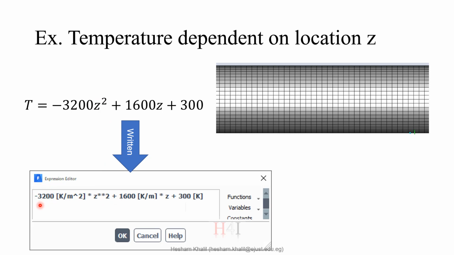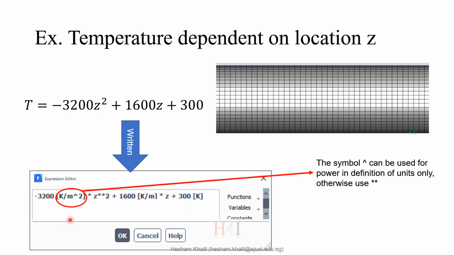And when I use this number, I must define a unit for it. This formula must give me the temperature in Kelvin. So each term of this equation must have its unit in Kelvin. So I have to define the unit for this number to be Kelvin per meter squared, to be multiplied by z squared to give me a Kelvin. Okay, so this is a formula written according to the operators I defined earlier. Okay, is this clear? In the units definition, you can use the hat symbol in defining power, only in the units definition. But inside the expression itself, you must use double asterisk.